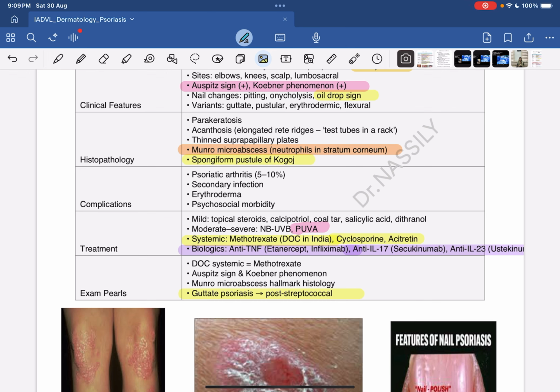Then important points to be noted is that the drug of choice in systemic psoriasis is methotrexate. Auspitz sign and Koebner sign is positive in psoriasis. Munro microabscess is the hallmark in histopathology. Guttate psoriasis: the question will be framed as a child after getting infected by streptococcus is presenting with erythematous plaques like that. Then the answer will be guttate psoriasis.